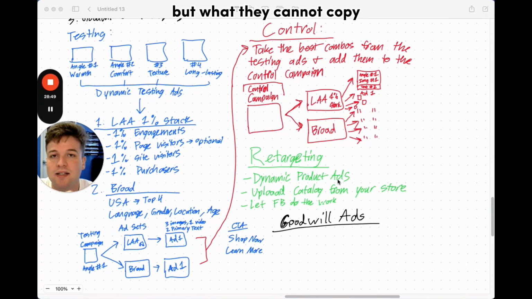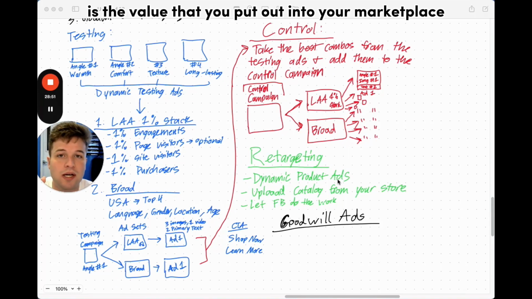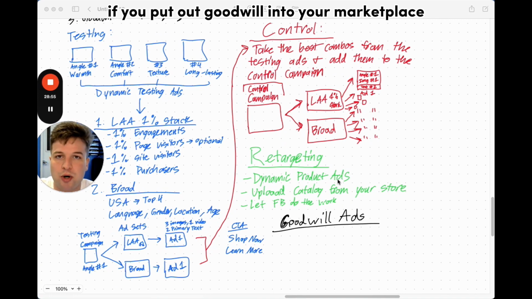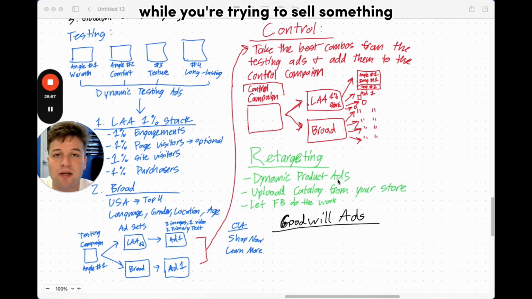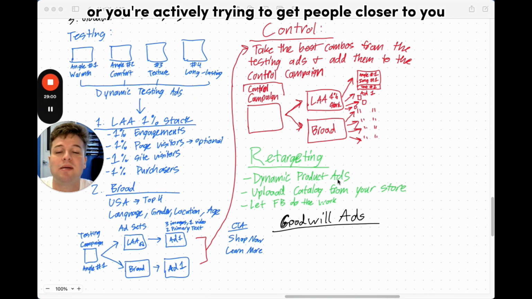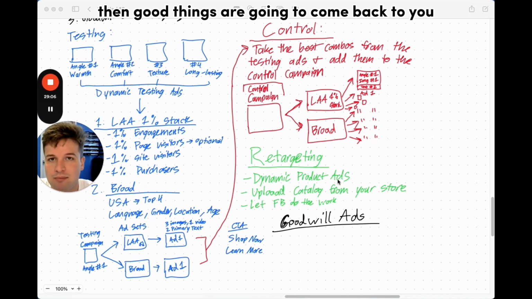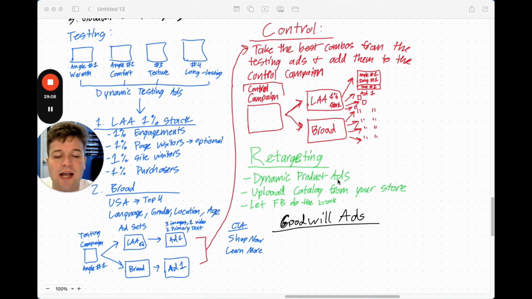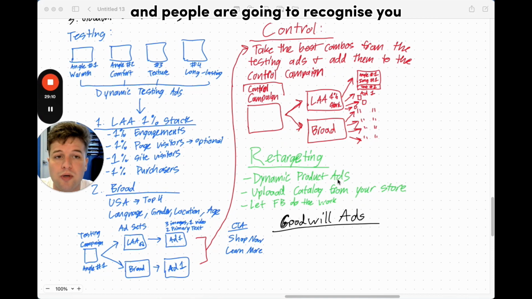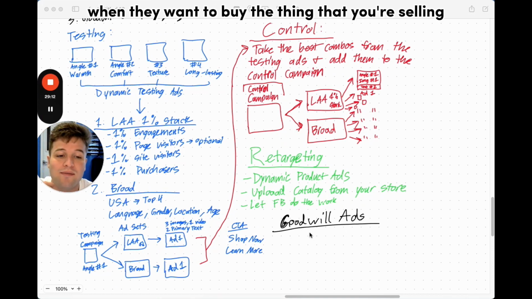But what they cannot copy is the value that you put out into your marketplace. If you put out goodwill into your marketplace while you're trying to sell something, or you're actively trying to get people closer to you and you're just giving away good, solid value, then good things are going to come back to you. That's just how it works. And people are going to recognize you as the person to go to when they want to buy the thing that you're selling.